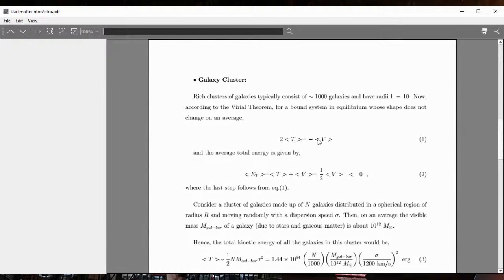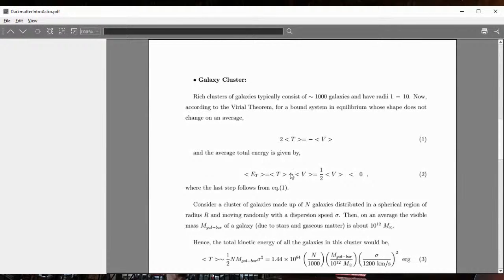But for an attractive bound potential energy is also negative. So two negatives make it positive. So there is no mathematical fallacy in equation number 1.